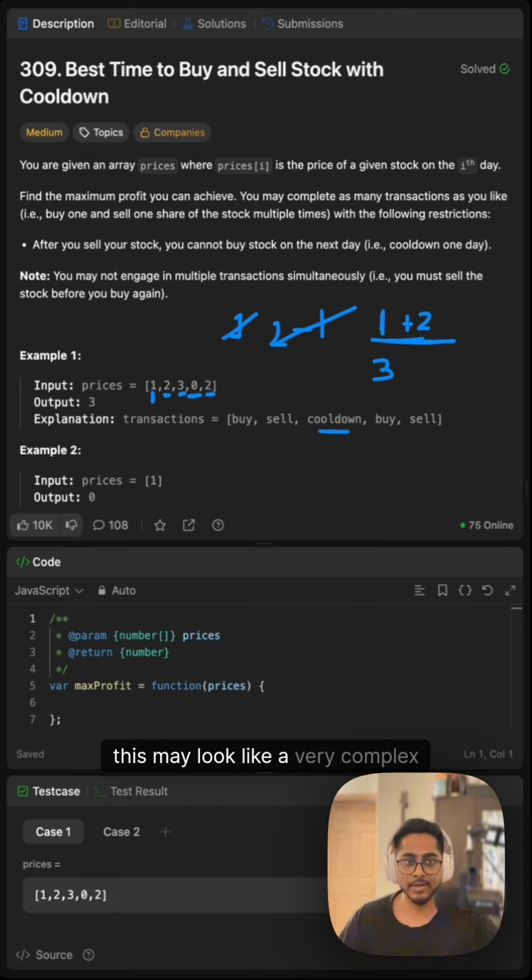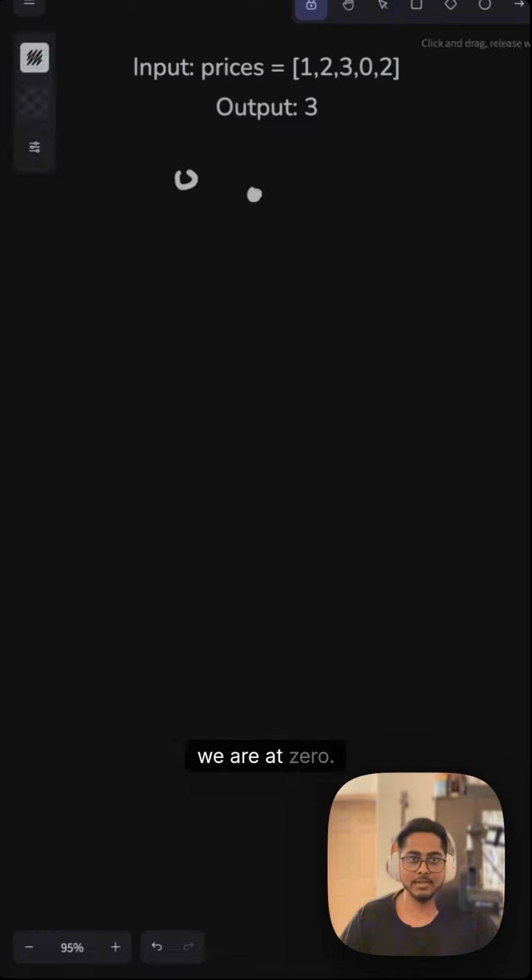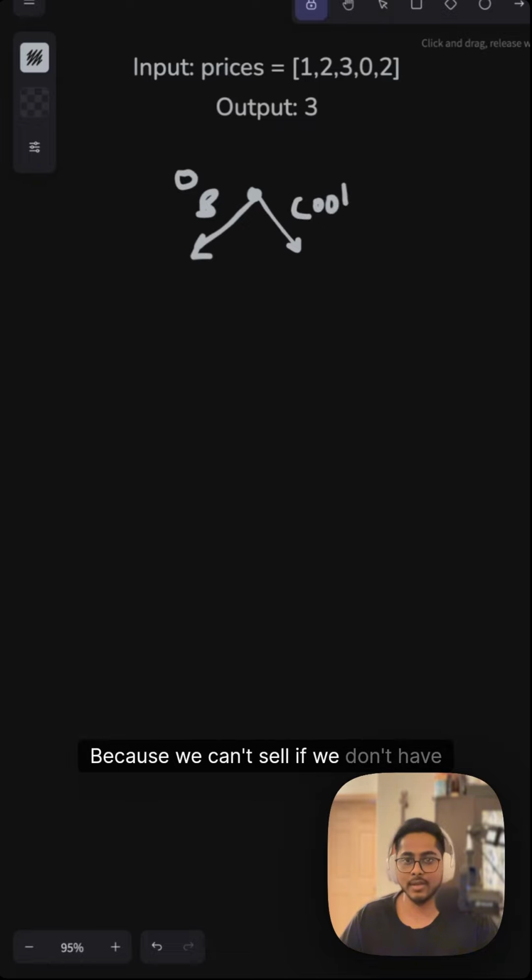This may look like a very complex problem because there are so many decisions to make: buy, sell, cooldown, etc. Once we see how the decision tree looks, we can literally solve this in O of n time. So now let's take this example. Here we are at 0 and here we have two choices, either to buy or cool down, because we can't sell if we don't have anything. When we buy, our result is -1 and cool down means 0.